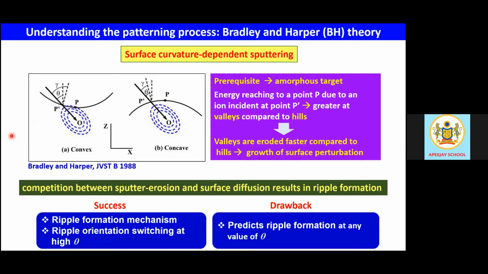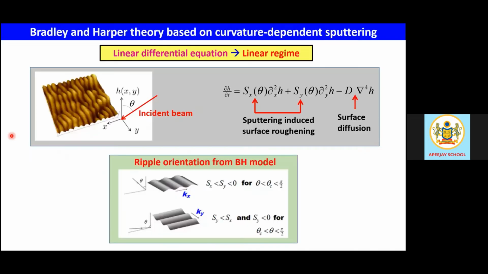But what happens is, as a drawback, why is it called a drawback? Because this theory predicts that ripple formation will take place at any given value of theta. That means for all angles of incidence there would be ripple formation, which is not quite correct experimentally. So that's why it's considered to be a drawback.